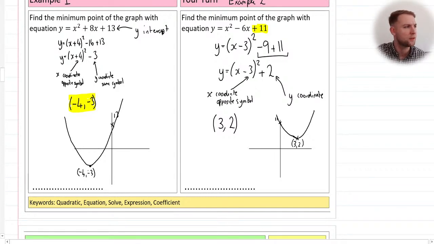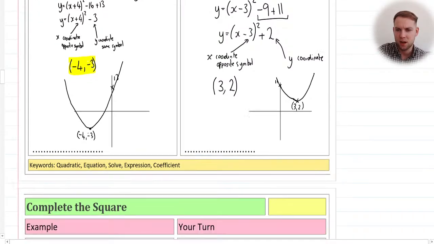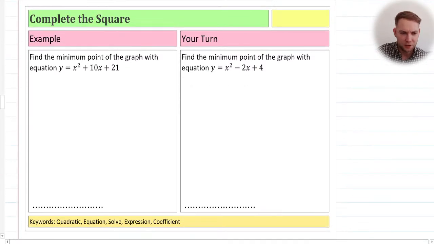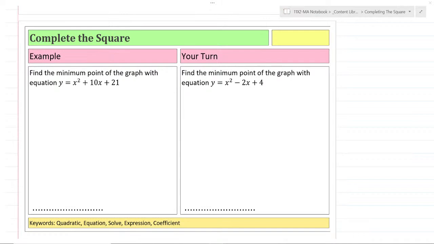Alright, I'll give you a second to get both of those down. Then we'll have a go at some ourselves. Okay, so just check that, 3, 2, yeah, they're both right. So have a little go at these two questions yourself.